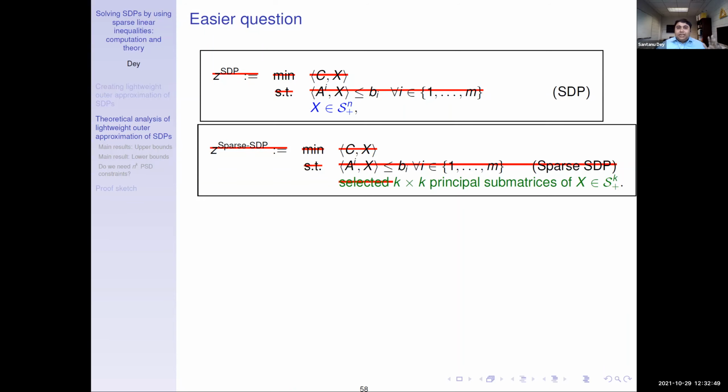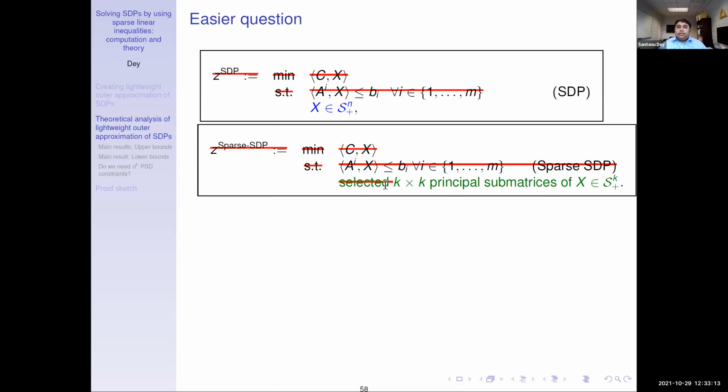Let's forget about optimization. Let's just look at this cone of PSD matrices, with the following property: every k by k, and I remove selected. So again, that becomes too complicated. I can't analyze that. So every k by k principal subminor is PSD.